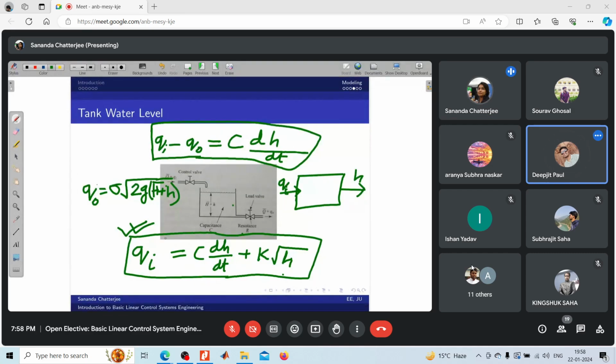What is the nature of the coefficients of the differential equation? Constants. Is it? C is not, I think, constant. The area may change. C is constant. You are right that C and K are constant. No problem. But look at this term with K. There is a root H.